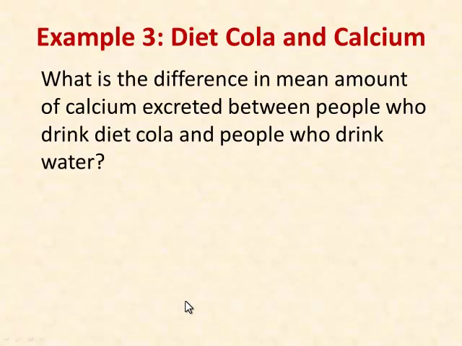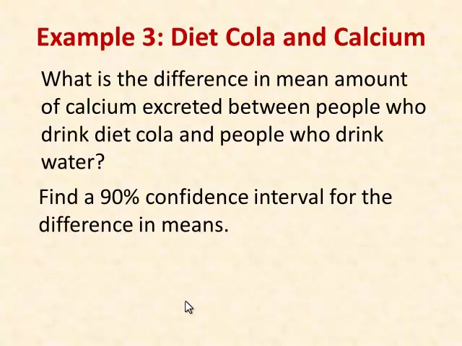Okay, let's do a third example, Diet Cola and calcium. The question here is, what is the difference in mean amount of calcium excreted between people who drink Diet Cola and people who drink water? In this experiment, they had 8 people in each group. One group of 8 drank Diet Cola, the other group drank water, and then they collected their urine for 3 days afterwards and measured the amount of calcium in the urine. The instructions are to find a 90% confidence interval for the difference in means.